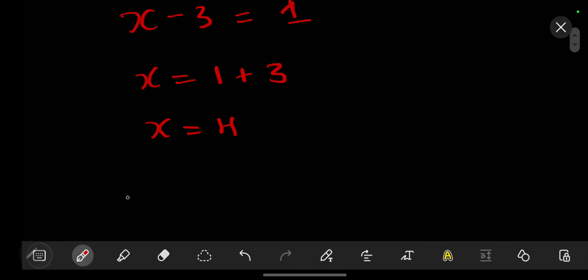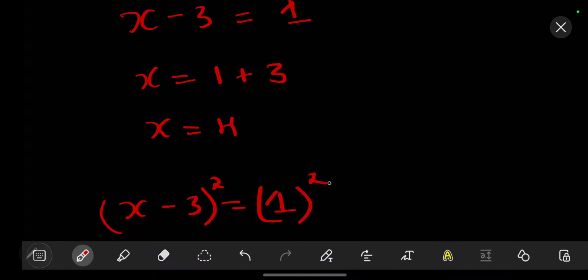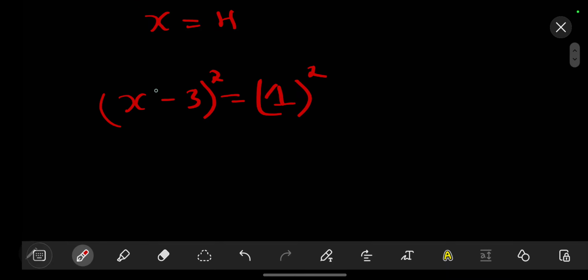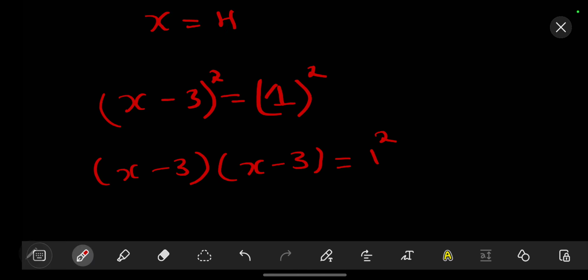However, let's see what happens when we have √(x) minus 3 equal to 1. Let's say now we choose to square both sides. We square this side, we square this side. When we square this side, this is the same as having two brackets, (x minus 3) and another (x minus 3), that's the meaning of squared. So we have (x minus 3) squared equal to 1 squared on this side.